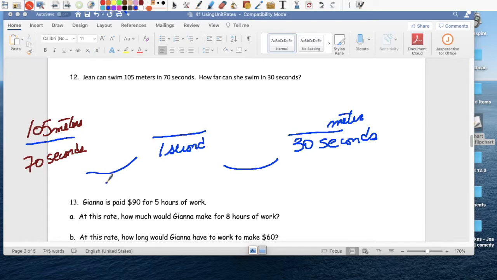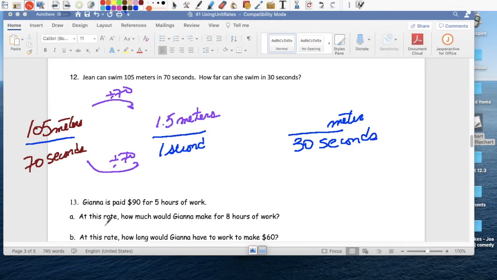So, let me make this a little prettier. I'm going to divide by 70. We're going to divide that by 70. So 105 divided by 70 me sale 1.5 metros, 1.5 metros por segundo. That's how much she can swim, la distancia que está nadando ella.